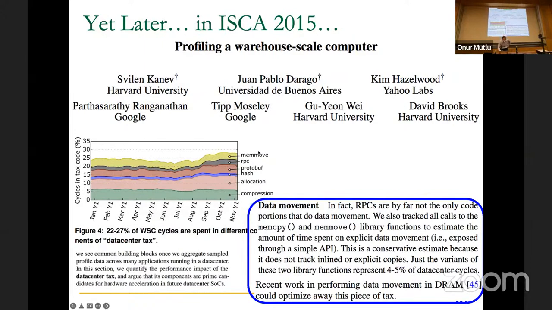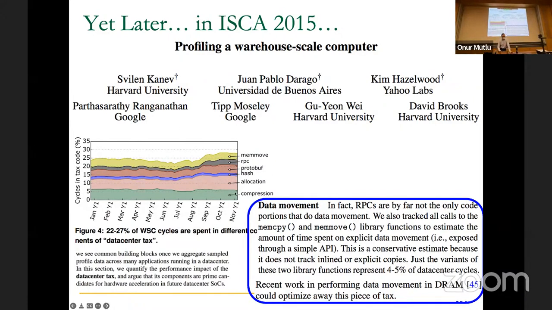And they basically show memcopy is the yellow portion over here. You can see that the cycles in tax code, about 5% of the overall cycles, basically. This tax code, they say, for example, remote procedure calls are part of it. Protocol buffers are part of it. Hashing, allocation, compression. You can see that these functions are actually occupying a lot of overhead, generally across many of their data center workloads.